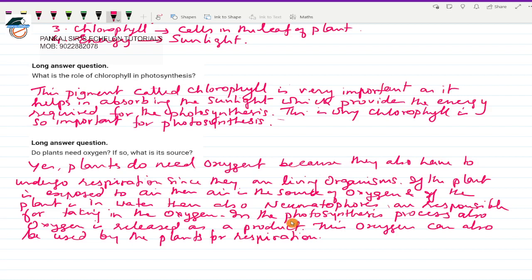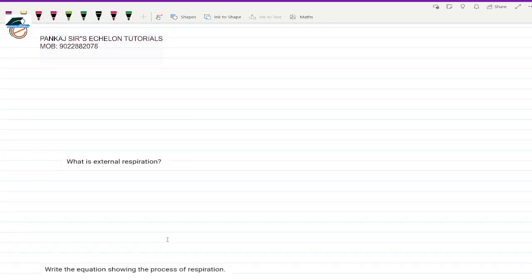And even the plants use the same oxygen in the dark for their own respiration. Okay, so as I told you, this particular question that plants do not respire during the night, that is somewhat doubtful, because this oxygen which is released during the photosynthesis can be used for respiration during the night time. Okay, so there's no such solid reason that plants do not respire during the night time. Okay, anyways, this is the answer to this very question. Let us move on to the next question.